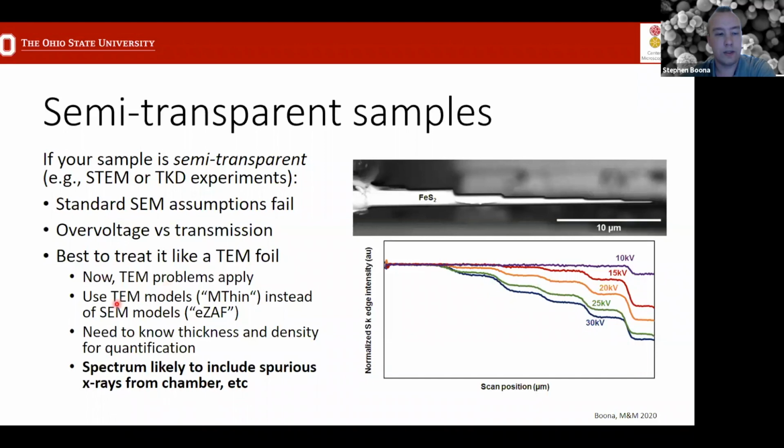And part of that means changing the quantification model away from whatever is used for your bulk materials and switching it to what would be used for a transparent material, and then having some information about the thickness and density, and then also realizing you're now more likely to see X-rays from the chamber since the beam is actually penetrating through your material. I will be presenting on this on whatever version of an M&M meeting we have this year. So if you'd like more information, let me know and we can discuss that in more detail.